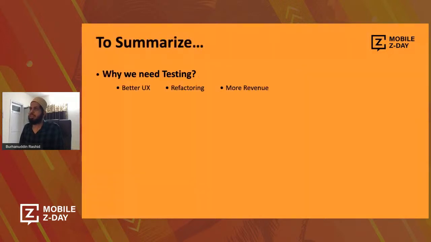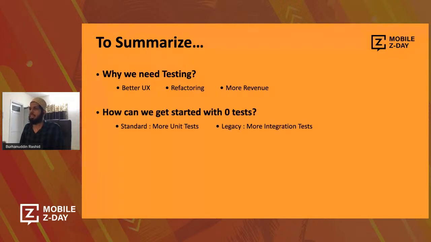So to summarize, first we understood why we need testing: because we need to have a better user experience and more confidence to refactor something. Both lead to generating more revenue. Then we saw how we can get started from zero tests. In a standard approach, you need to have more unit tests because they are fast and cheaper to run. But it's very tricky to write them in a legacy code base because the app is not structured that way. So we write more integration tests so that they provide tests closer to the real user. Then slowly we can refactor our code, move to writing more unit tests, and reduce the number of integration tests.